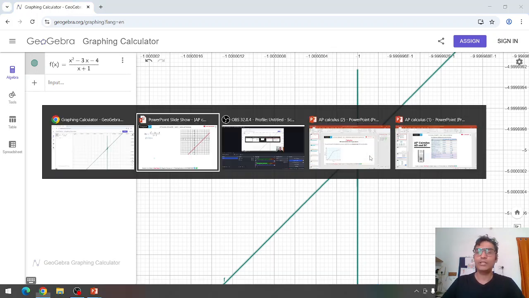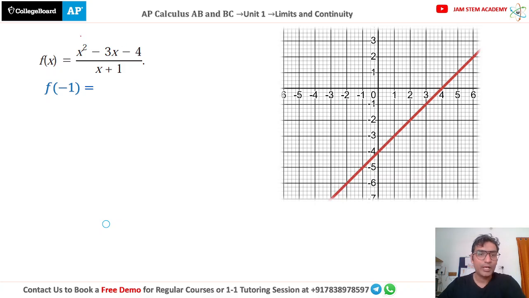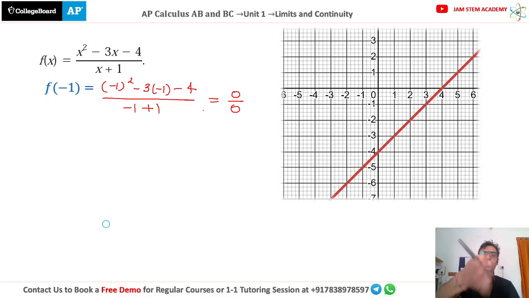I'll show you with the analytic method also. See, here directly substitute x equals negative 1. What do you get? You get (negative 1 squared minus 3 times negative 1 minus 4) over (negative 1 plus 1). So what is that? In the numerator you are getting 0, in the denominator you are getting 0. Indeterminate form, we cannot determine the value at this point only, right?